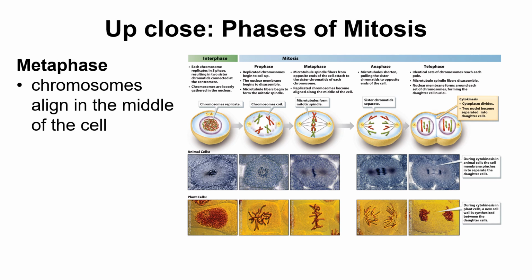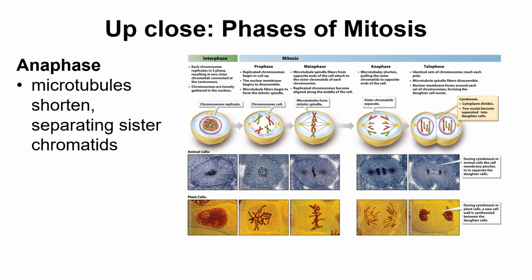The next phase is metaphase. What happens in metaphase is that the spindle apparatus completely forms, and it attaches to each of those sister chromatids. The other thing that happens is that the chromosomes are aligned in the middle. In my own opinion, this is the easiest phase to actually identify because the chromosomes are perfectly aligned in the middle. The next phase is anaphase.